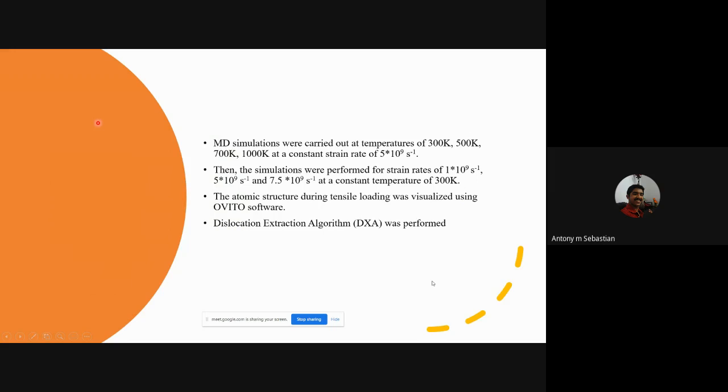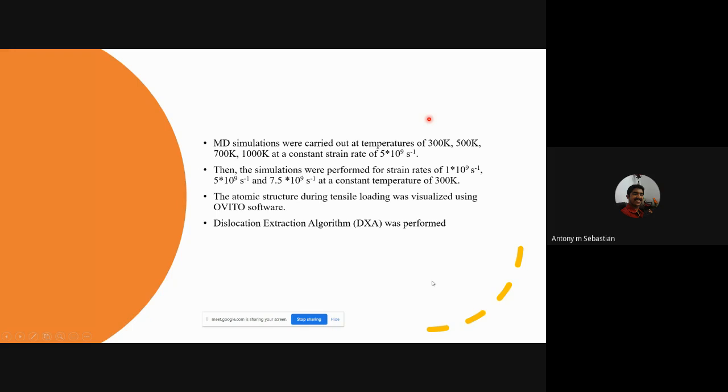So what is the objective? As I told you earlier, the MD simulations are carried out at temperatures of 300 Kelvin, 500 Kelvin, 700 Kelvin and 1000 Kelvin at a constant strain rate of 5×10⁹ per second. By using this, we can understand the influence of temperature at a constant strain rate on the whole tensile deformation behavior. And the strain rates were also varied at a constant temperature of 300 Kelvin. Then we can understand how the tensile deformation behavior depends on the strain rate.